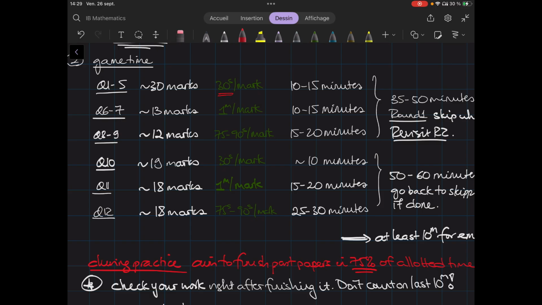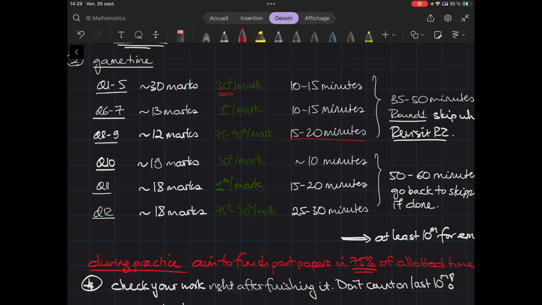Questions 6 and 7 are a bit trickier. I would recommend spending about 10 minutes. Question 8 and 9 are usually the hardest. If you have banked some time from the easier questions, it is totally fine to spend 15 to 20 minutes on questions 8 and 9.